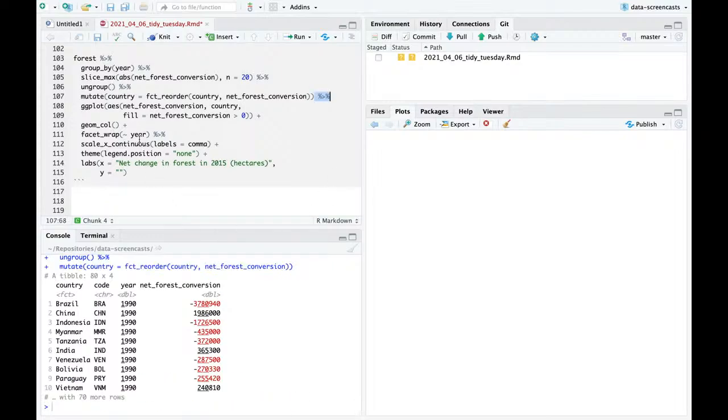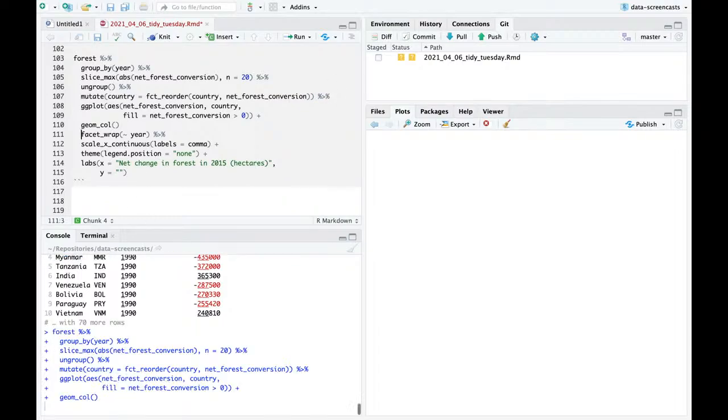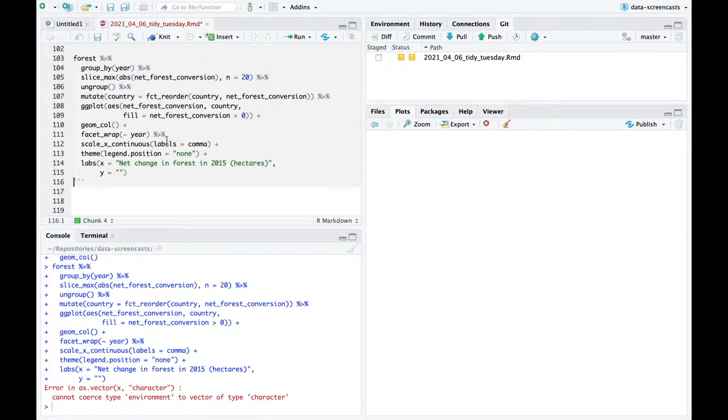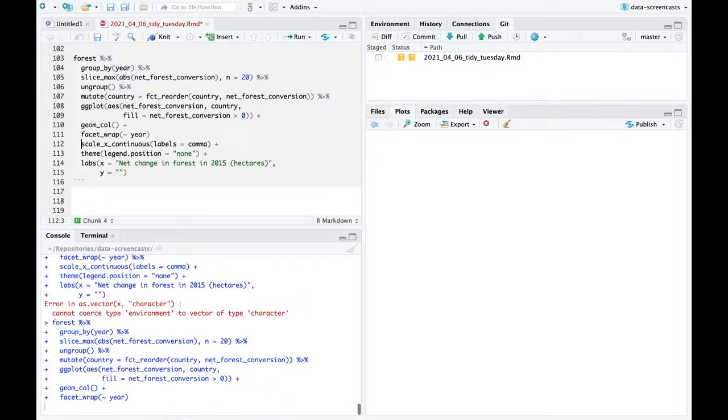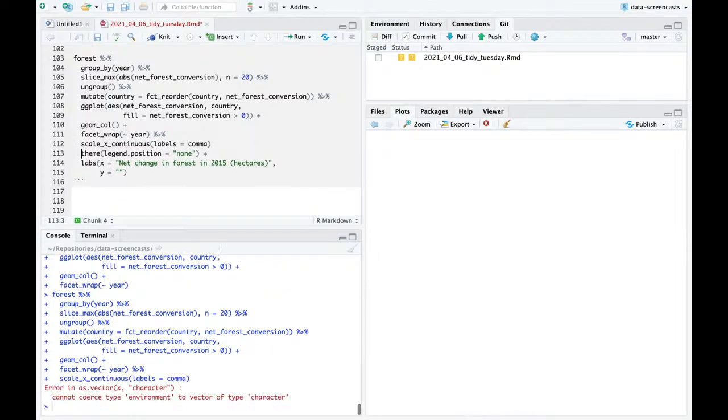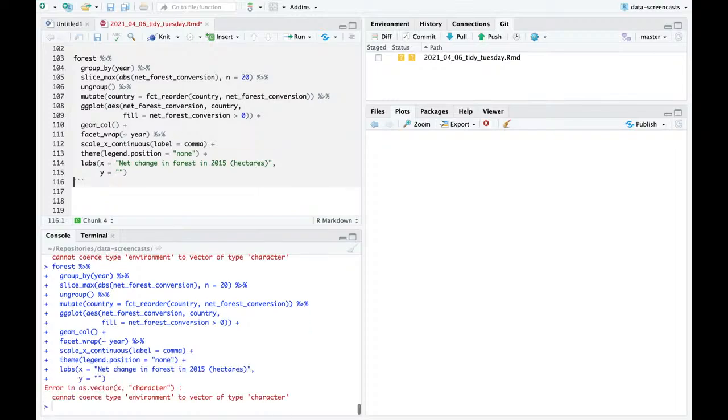Something's missing. I meant to do, no wait, this, what am I missing? Cannot coerce, and I think it's this line. What did I do in this line? What did I do? Labels, label.